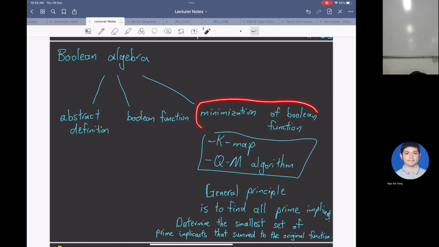For minimization of Boolean functions, we have two ways: one is using the K-map, the other uses the QM algorithm. The general principle is to find all the prime implicants first, and then determine the smallest set of prime implicants that sum to the original function, that can cover the original function. The last question is the K-map. You have to know how to do the K-map.